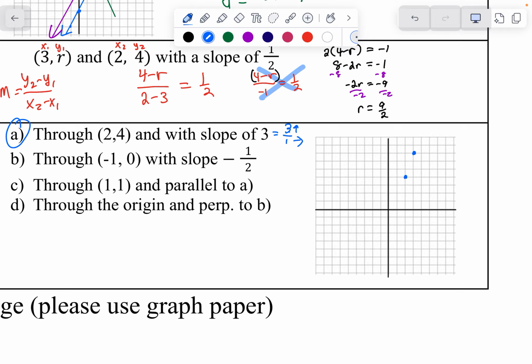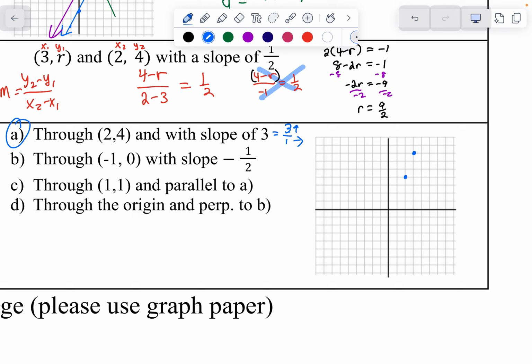We have started at the point 2, 4. We went up 3 over 1. We're good to go. Everybody got our first equation on their paper. So start at the point 2, 4, count up 3 over 1, up 3 over 1. And there you go. Okay, let's do it again.